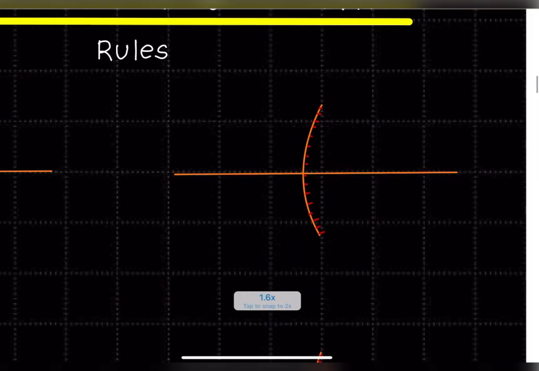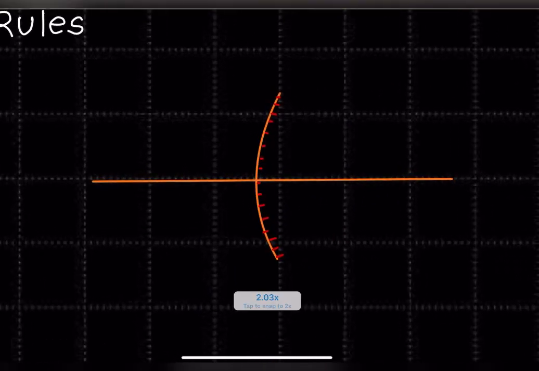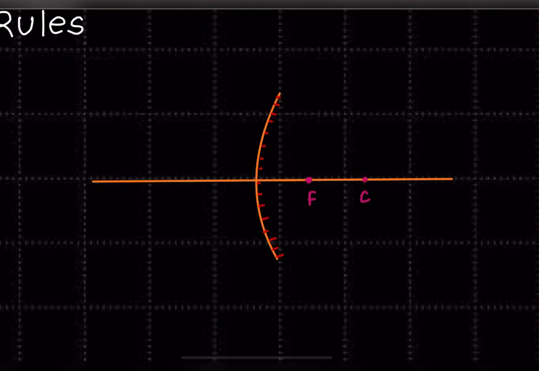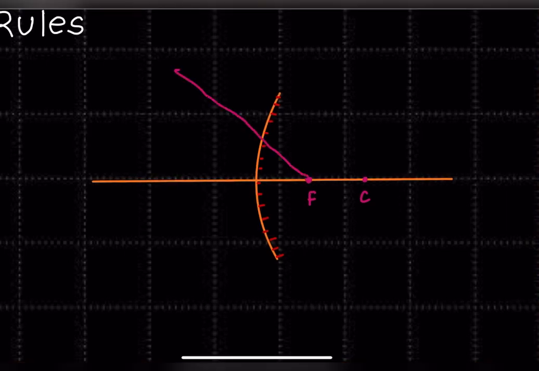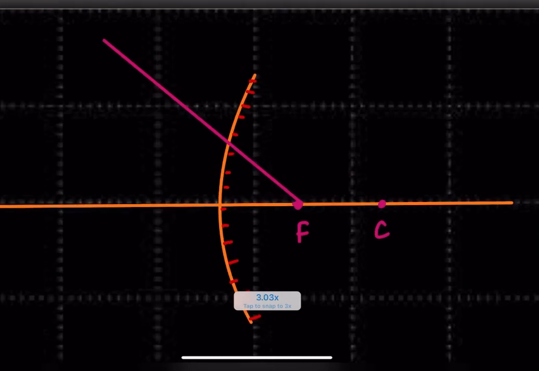Now let's come to the second rule. Let's say this is focus and this is center of curvature. Now let's say a ray of light comes like this. Okay, this is my ray of light. Why am I drawing it like this? Let me make this side dotted.